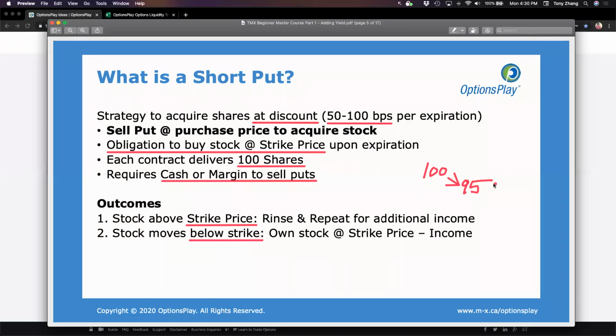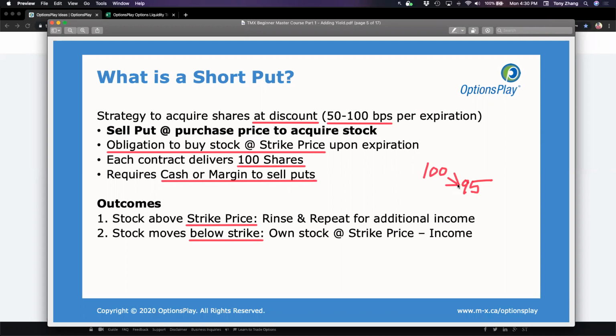If the stock is above 95, think about what happens with a limit order if the stock never hits your limit price. Nothing happens, right? Same thing when you sell a put, if it doesn't go below your strike price, nothing happens. But you keep the income that you receive from selling that put option. And you can choose after the put expires whether or not you want to place another put option. Just like you have a limit order that expires at some point, once it expires, you can decide, do you want to place that limit order again?